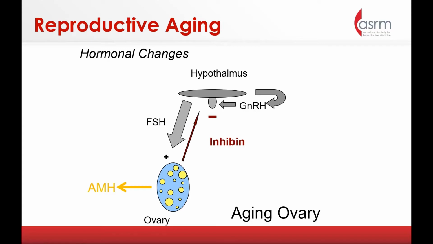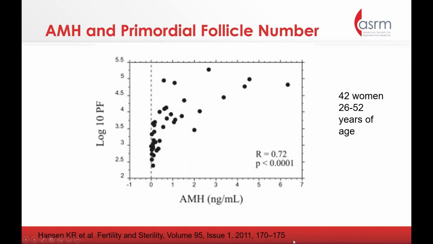As women age, there is a decline in the number of follicles and oocytes. This results in a decline in the production of both AMH and inhibin. Lower inhibin B levels lead to an early rise in FSH, early follicular development, and elevated early follicular phase FSH and/or estradiol levels. Carl Hansen and his team showed us that AMH values are in fact correlated with follicle number.